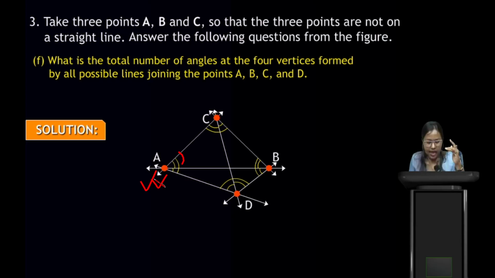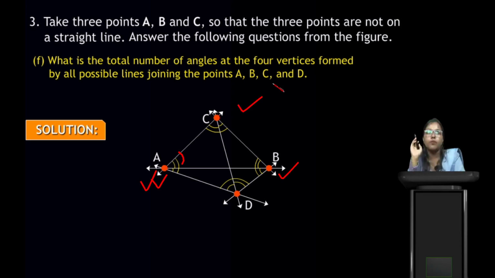This is also forming at vertex A. Again, another one is CAD. This is also another angle. So, how many angles formed at vertex A? Total 3 angles. Similarly, for B also, how many angles formed?